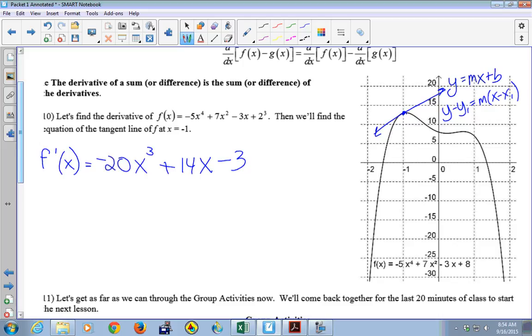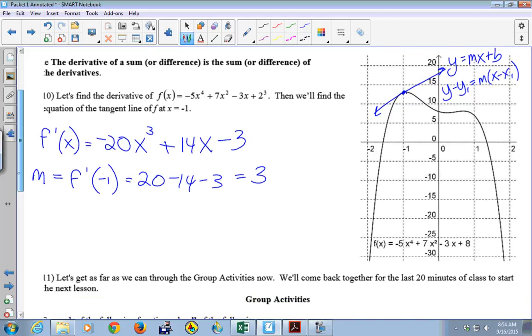Plug negative 1 into the derivative, right? Because the derivative tells you the slope of the tangent line. So I know the x value is negative 1. That was given to me. Find the tangent line at negative 1. So my slope of the line I'm looking for, my m, is f prime of negative 1. So just plug a negative 1 in here, and I'm going to get 20 minus 14 minus 3. 6 minus 3 is 3. Okay. So this line here has a slope of 3. So if I'm doing y equals mx plus b, I now know m.